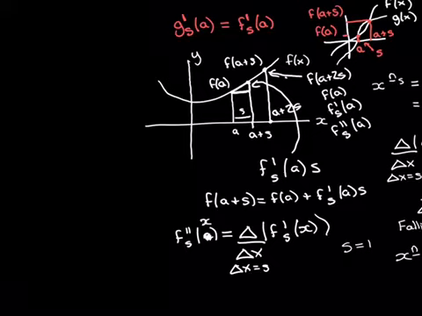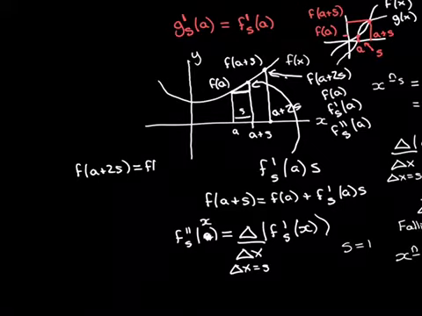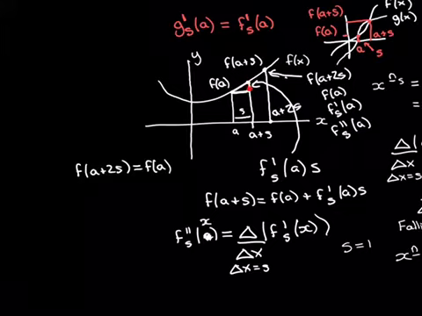So if I want to work out what f is going to be at A plus 2s, then I need to take f of A, which is the value of the function here, and then we've said already that we need to add on this change here, this vertical side of the triangle there, but we also need to add on the vertical side of this triangle here.